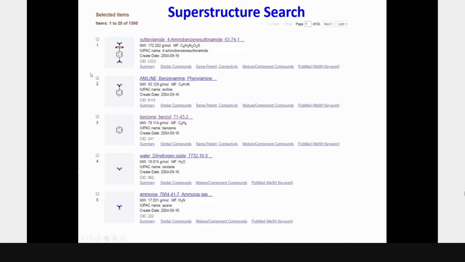So here some questions might come. You can clearly observe that this kind of structure, water, is showing here. This is exactly matching, and this is also matching. But what about this? It is simply saying that a water molecule is present in this structure. So what exactly happened? How is water coming as a superstructure of sulfanilamide?